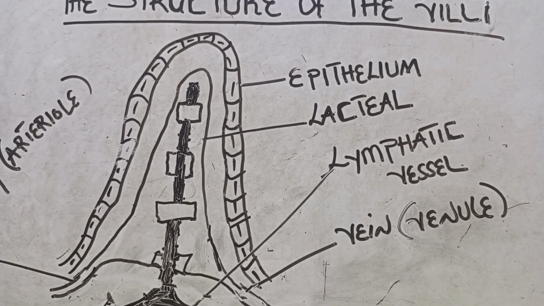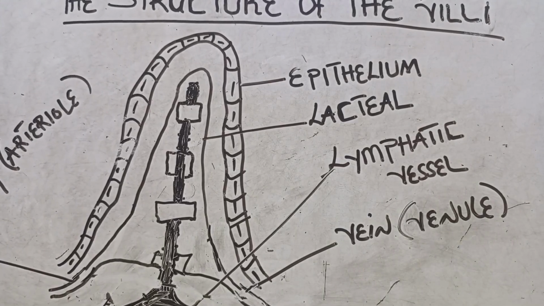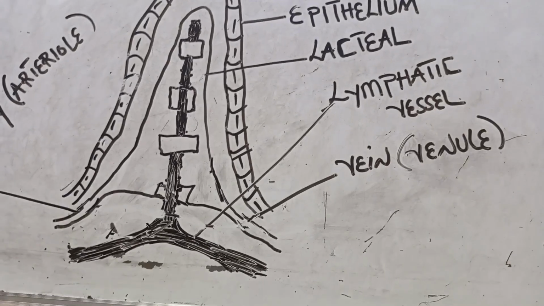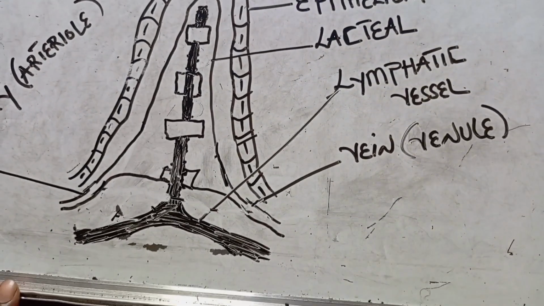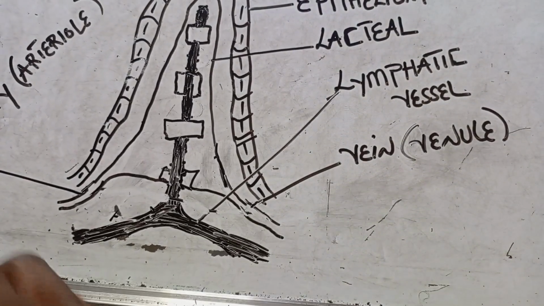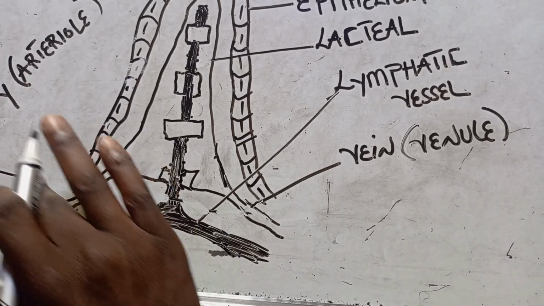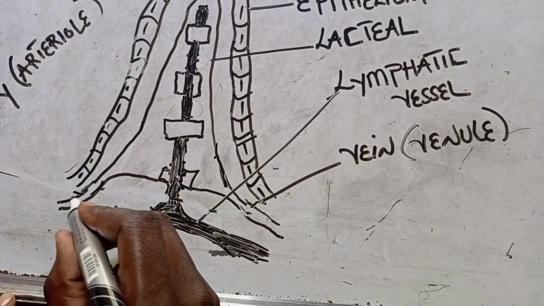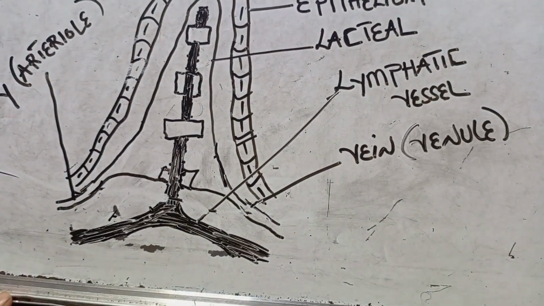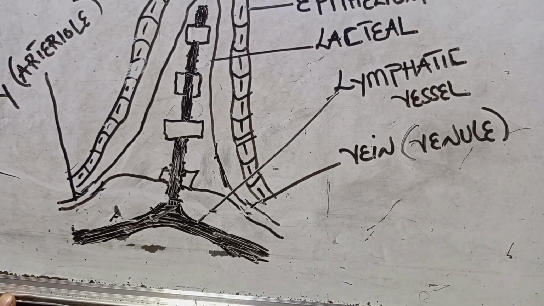So this villi has parts. The first part is called what? The epithelium. Then we have the lacteal. Then we have the lymphatic vessel. Then we have the veins. Then we also have this part, which is called the arterioles, or arteries. Just one and the same.